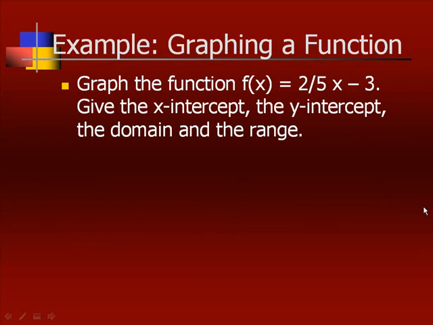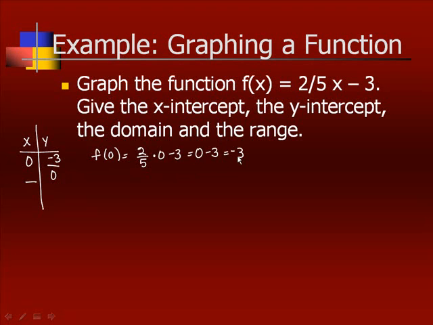Let's do another one. Graph the function f of x equals 2/5 x minus 3. If we know we're going to have to find our intercepts anyway, let's go ahead and start. Let x be 0, find y. Let y be 0, find x. If x is 0, f of 0 equals 2/5 times 0 minus 3, which is 0 minus 3. So that would be -3.